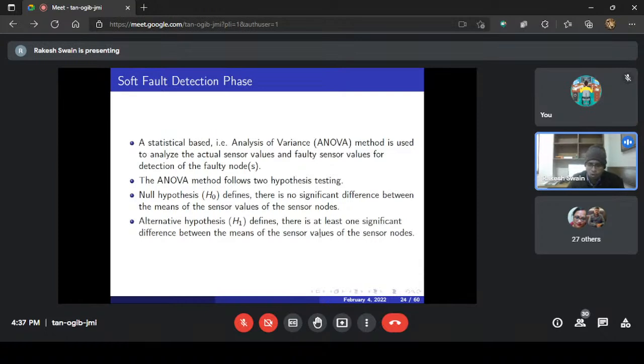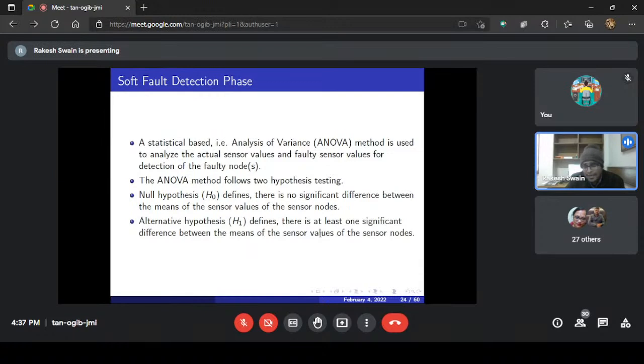Actually, the coordinator node performs this testing, the null hypothesis and alternative hypothesis. And we can set the significance level to test it, so that you can find out what type of fault there is. So here you can detect the fault.